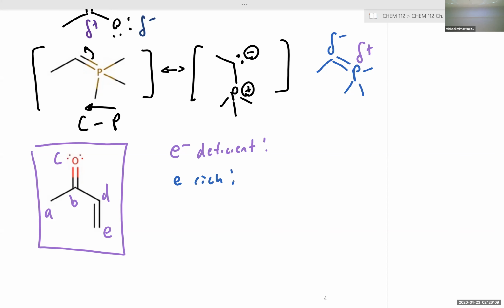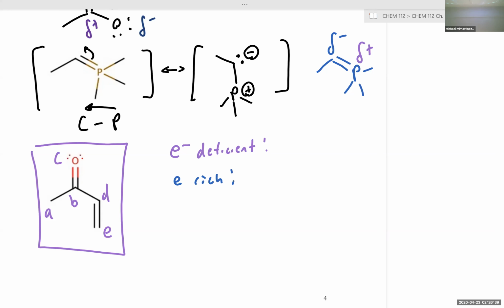So would anyone like to provide insight into which sites are electron deficient or electron rich? Don't be shy to communicate in the chat. I want to see a few responses before we talk through this problem. Okay, so we have a good pool of answers.